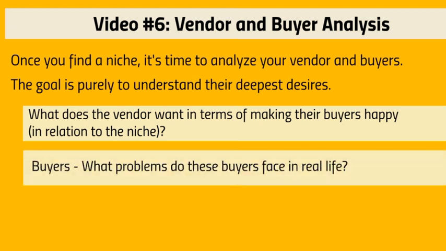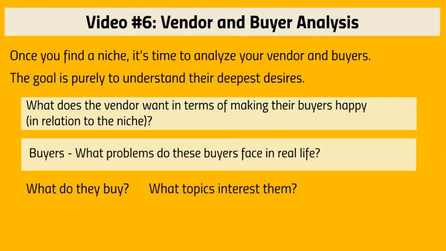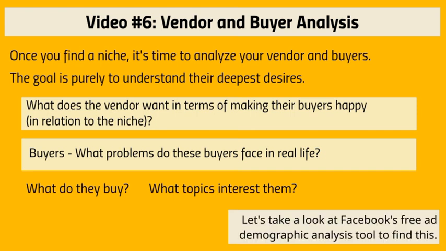Now in terms of what the buyer wants, we need to figure out what problems these buyers face, perhaps even what they want to buy, what topics interest them, what topics don't interest them, and what the demographics are. What does this buyer look like? Maybe this buyer is a very specific demographic, a very specific type of person. Is it a male? Is it a female? What do they like? What don't they like? If you know that, then creating a high value offer that you can place on the vendor's thank you page is going to be much, much easier.